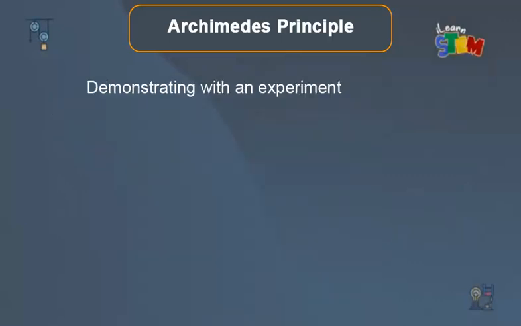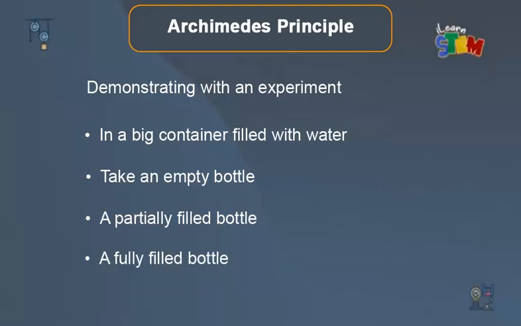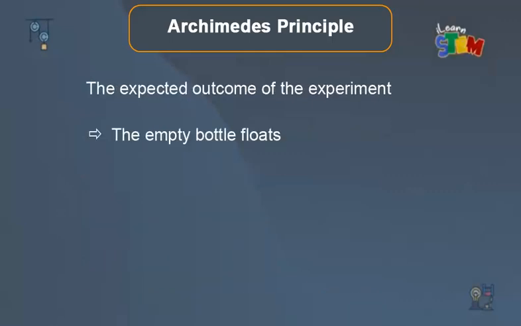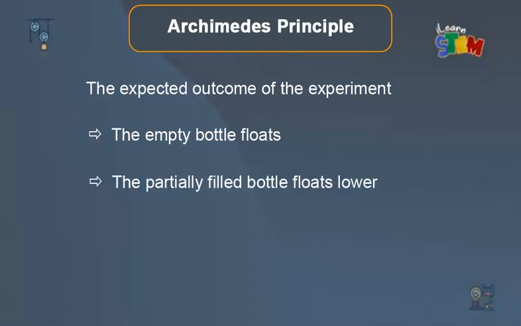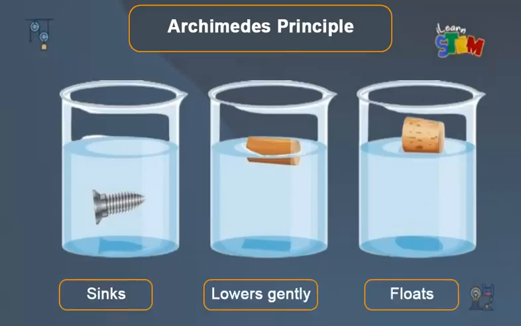Let's demonstrate this with a practical example. Make sure to get these items to experiment and observe the outcome. In a big container filled with water, take an empty bottle, a partially filled bottle, and a fully filled bottle. Submerge them in water and observe. It is expected that the empty bottle floats, the partially filled bottle floats lower, and the fully filled bottle sinks. This experiment simply explains the Archimedes principle. The images show the object that sinks, floats and lowers gently.